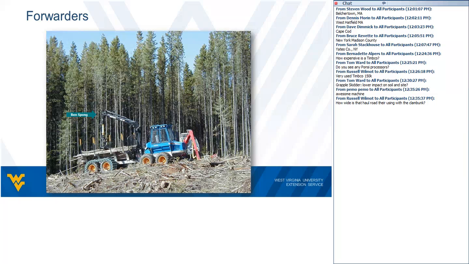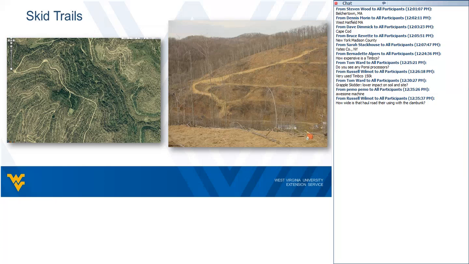So forwarders are the last one that I wanted to talk about. Those are the general types of ground skidding pieces of equipment. And like I mentioned before, all of these are operating on skid trails or skid roads. These skid roads are going out into the forest. And these examples that I have here are from West Virginia.